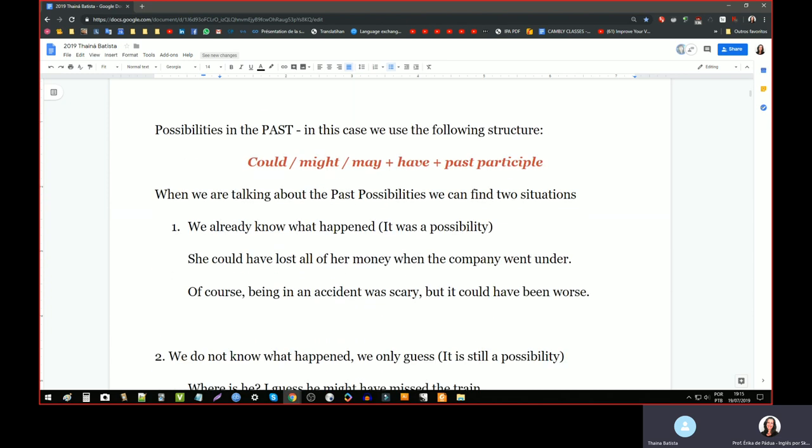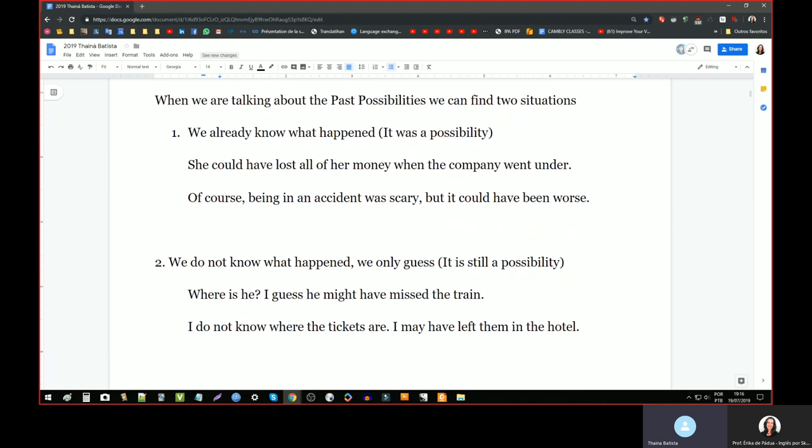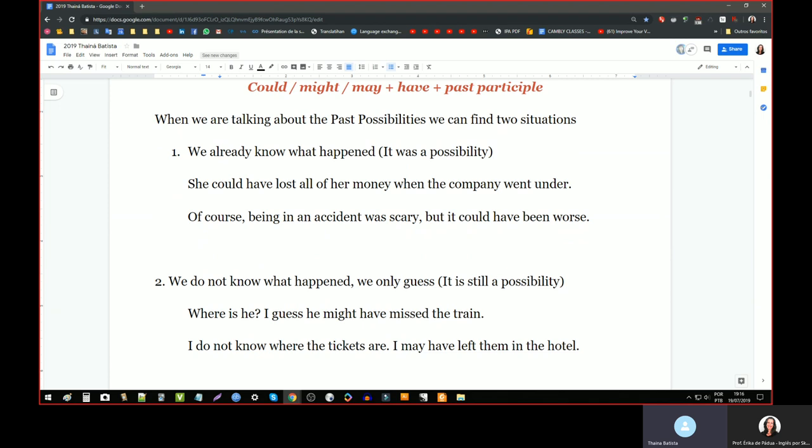Possibilities in the past. In that case, we need to use the structure could, might or may plus have plus past participle. When we are talking about possibilities in the past, we can have two situations. The first situation is when we already know what happened, so it was a possibility. I put two examples. She could have lost all of her money when the company went under. I heard that this week during one of my Cambly classes. In that case, I know that she didn't lose her money. I'm just saying it was a possibility.